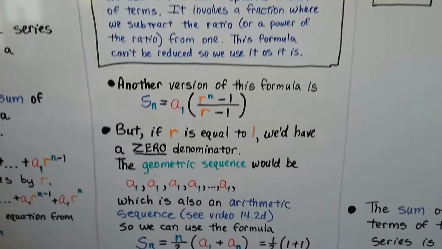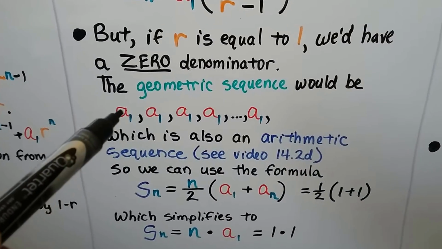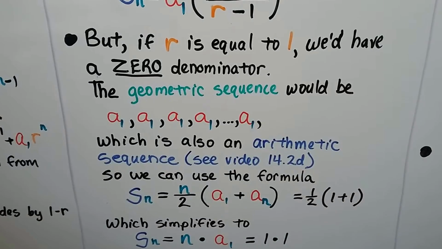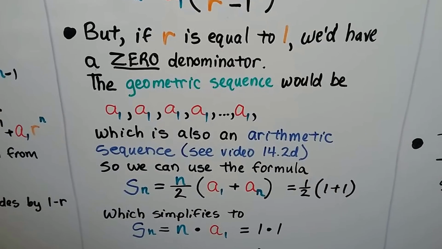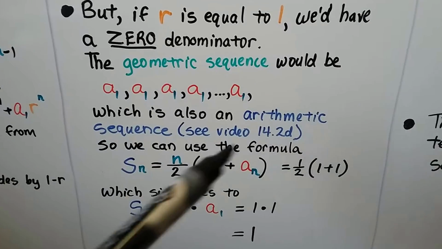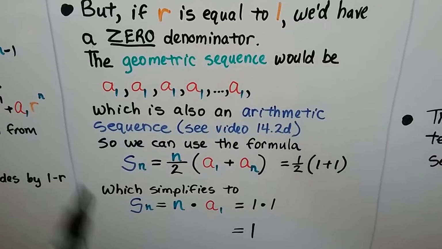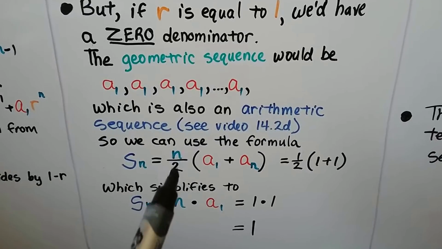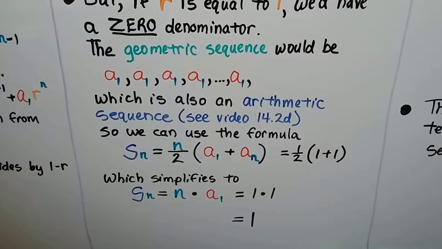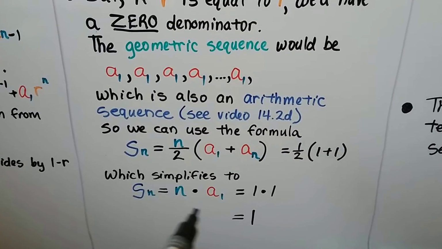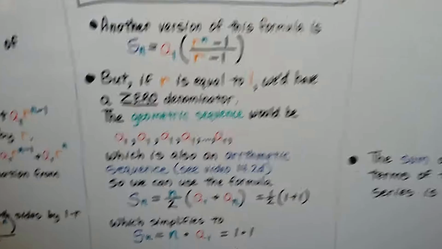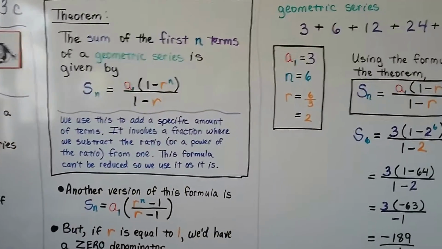And the geometric sequence would be a sub 1, a sub 1, a sub 1, a sub 1. And that's also an arithmetic sequence. So we can use the formula for the arithmetic series that we learned in video 14.2d. That means we'd have a 1 here, wouldn't we? So that'd be a half times 1 plus 1. So it'd just be a 1, wouldn't it? This simplifies to this, okay? So we're going to use this formula.